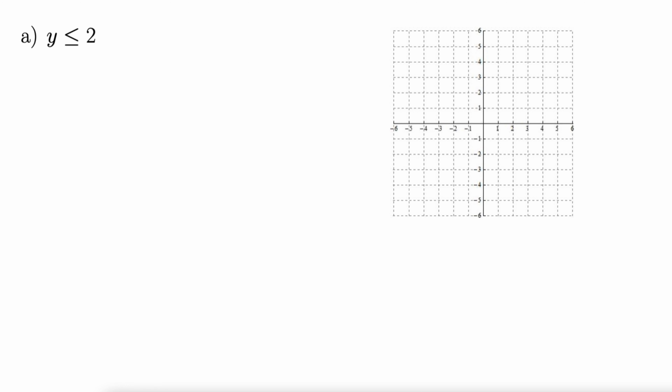For this example, we are graphing linear inequalities in two variables still, although there's only one variable here. So this is kind of weird. We're graphing in two variables, so we want to shade the region on the plane here, but we only have one variable to work with. So this comes up from time to time. Remember that anything of the form y equals c is a horizontal line.